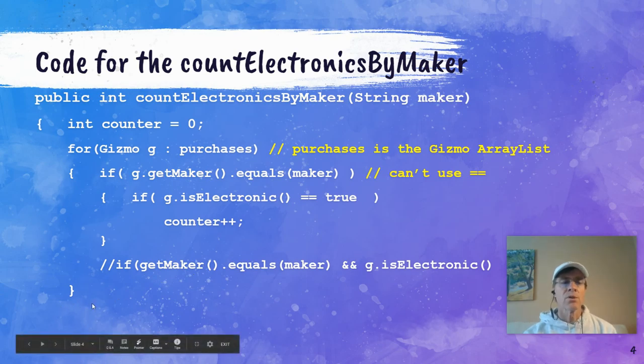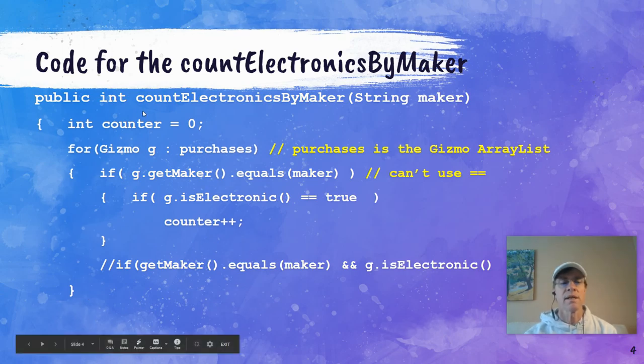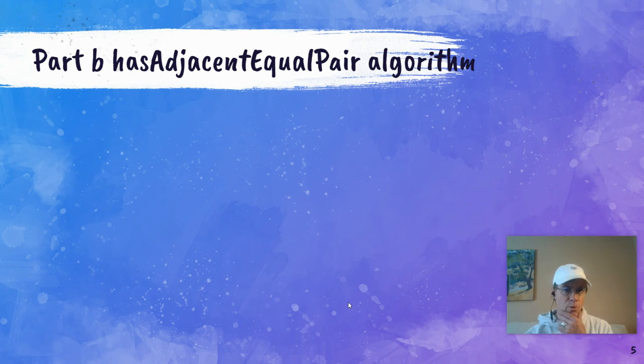And now that I'm out of the loop, counter has incremented. If none of them are electronic or none of them are by a particular maker, then counter is not going to increment and it's going to be returning a 0. So all I got to do is return 0, have a closed curly, and we're done with that. So that's the solution for part A for that question number 1.